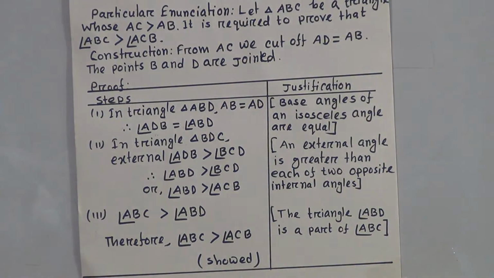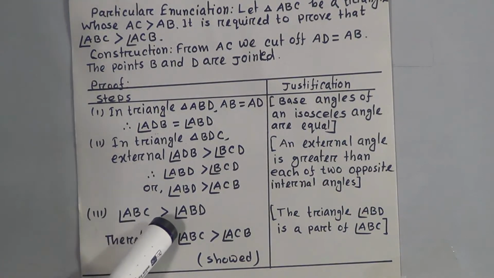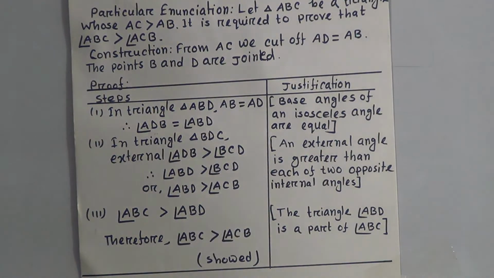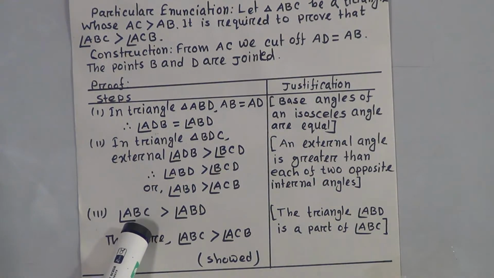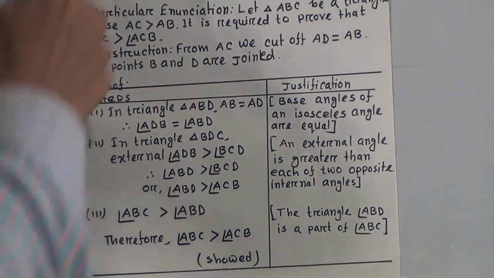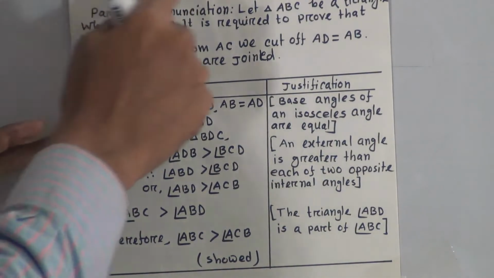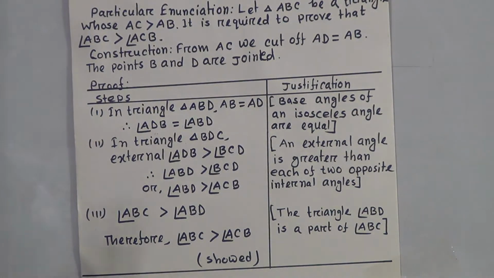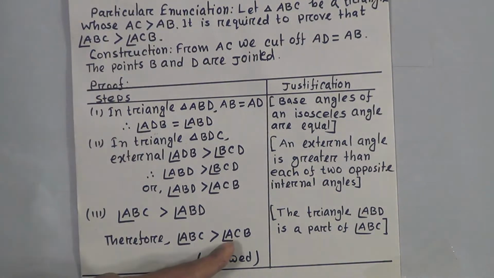Dear student, now step 3. We have got ABC must be greater than ABD, because why? ABD is a part of ABC. ABC, that means it's the total angle. The total angle must be greater than ABD. Obviously angle ABC is greater. Therefore we can say that ABC is greater than ABD, which means ABC is greater than ACB. Okay, I hope you understood.